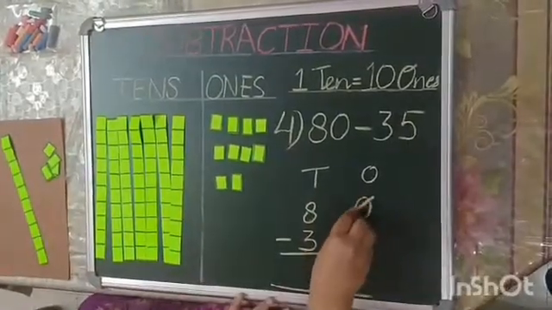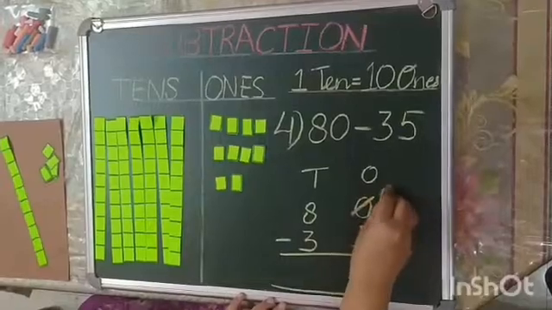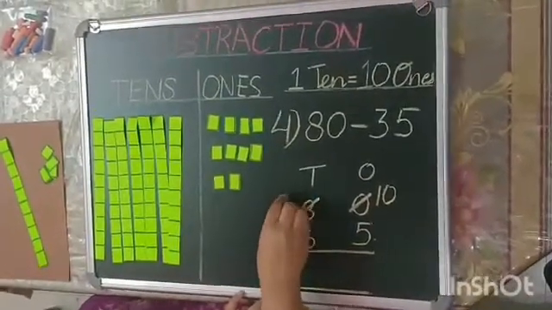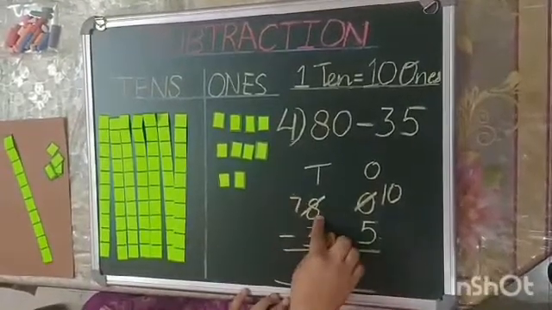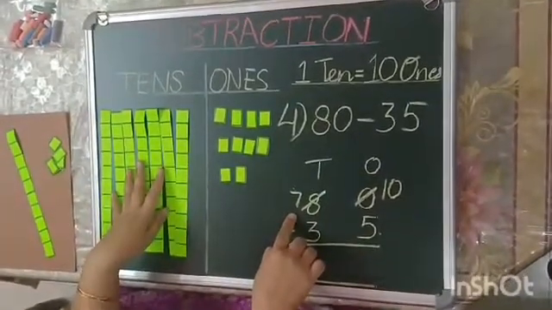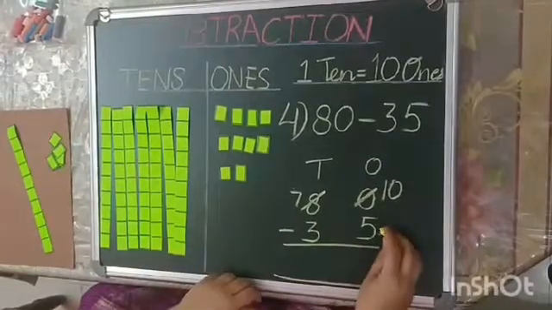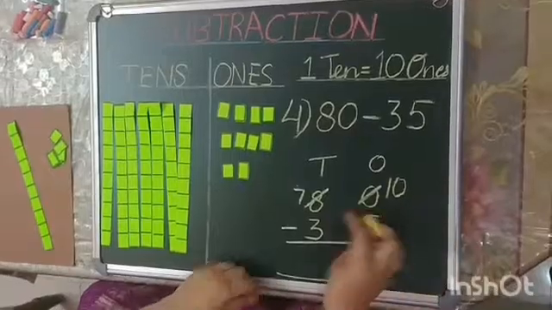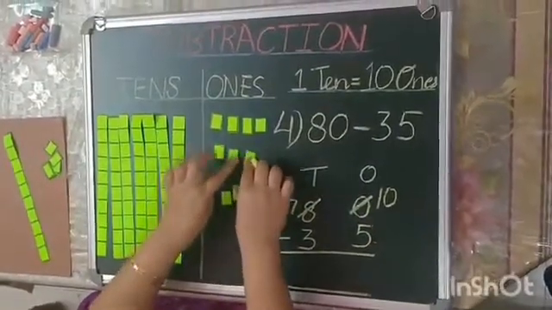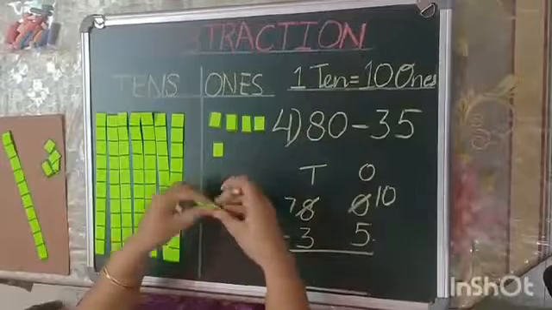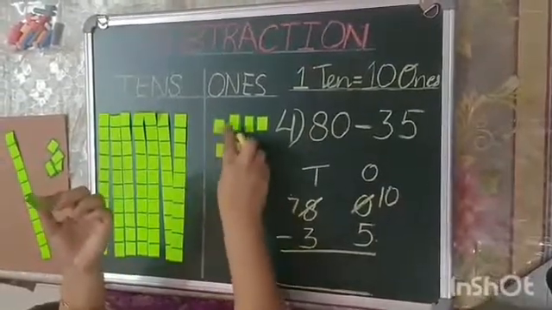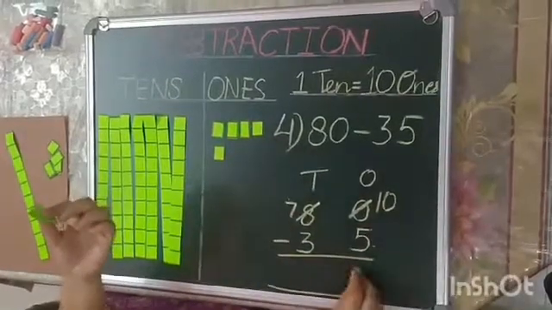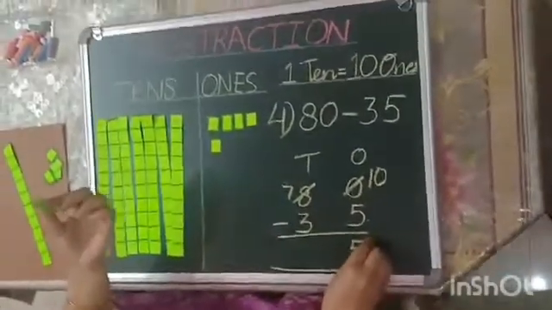Let's show it here. So this 0 is no more 0. It is now 10. And this 8 is no more 8 because we have 7 tens here. So now subtracting 5 from 10. Now we can do it. So I will remove 5 ones. On removing 5 ones, what is left? I am left with 5 ones. 1, 2, 3, 4, 5. So I will write 5.